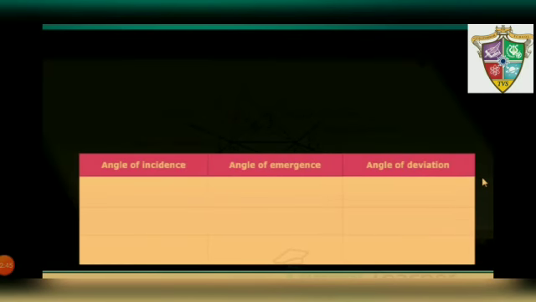Now we will take readings of the angle of incidence, angle of emergence and angle of deviation. We will take readings for the new angles, say 40 degrees, 50 degrees, 60 degrees as the angle of incidence. Then we will plot a graph between the angle of incidence and the angle of deviation, and we will find a curve like this.